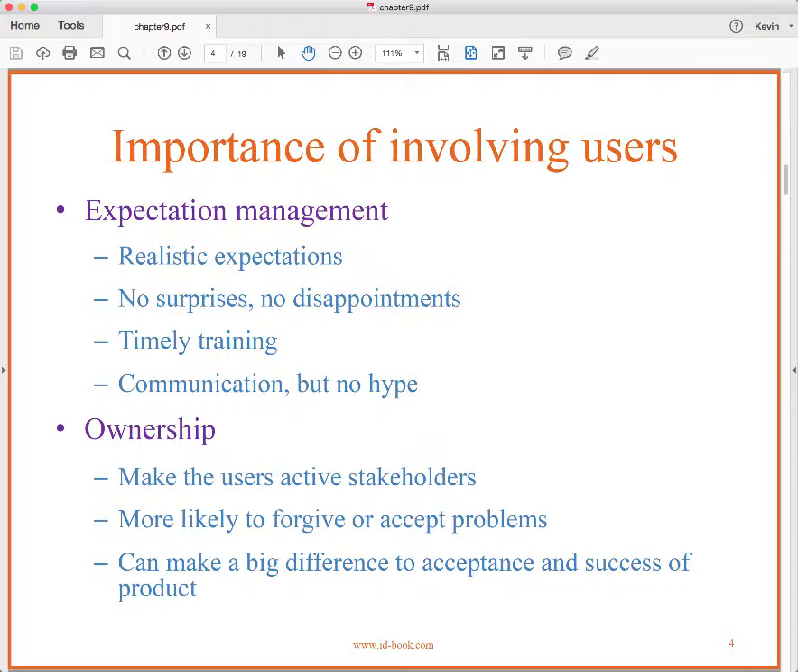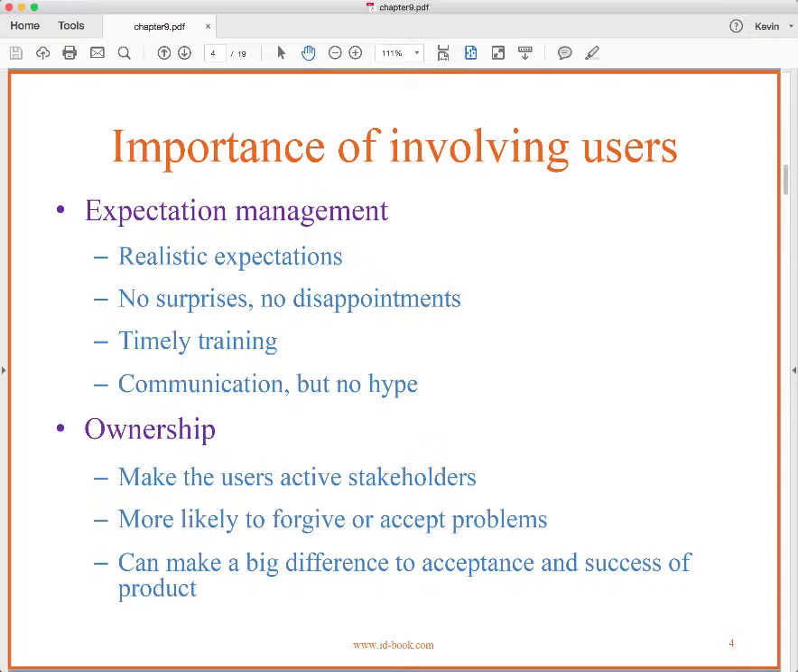The other thing that we'd like to get out of this interaction with, or our contact with, this user group is we would like them to feel some sense of ownership in the project. Okay. And ownership through their participation. Okay. So we want to make the users active stakeholders.